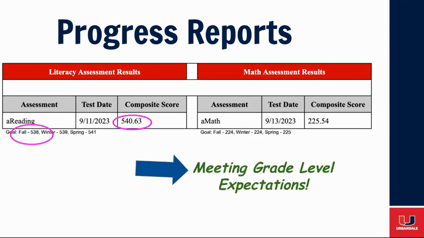In this example, the 9th grade goal for the fall screening window is 538 on aReading. This means that any score at or above 538 on the screener is above grade level proficiency. This student with a composite score over 540 on aReading for the fall screening window is meeting grade level expectations.